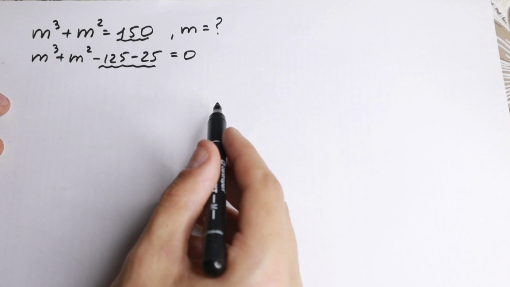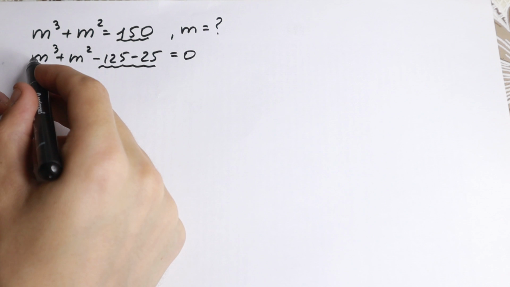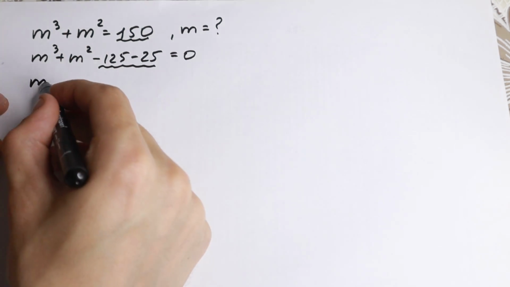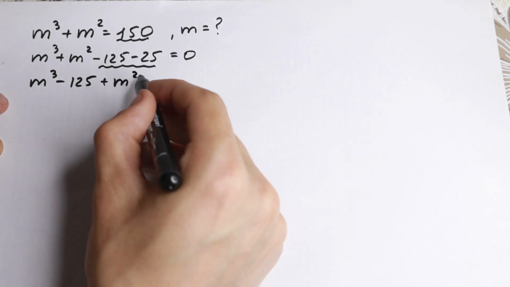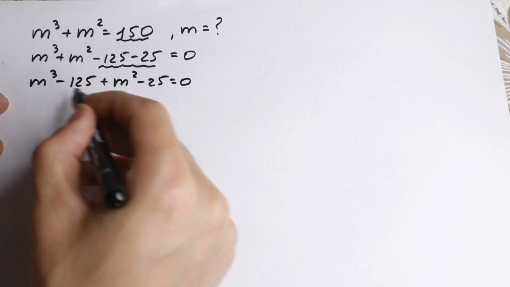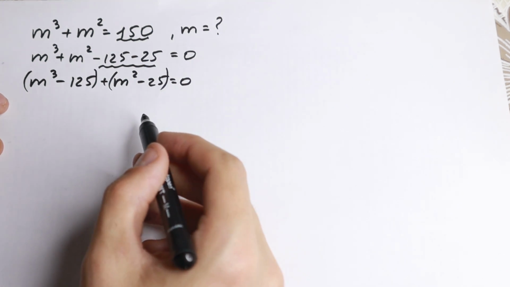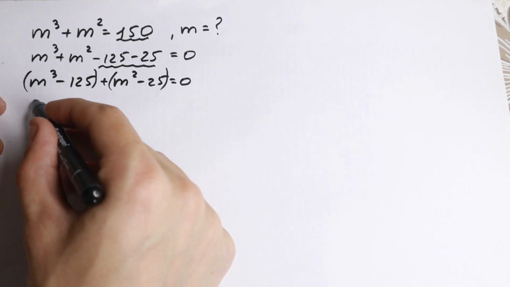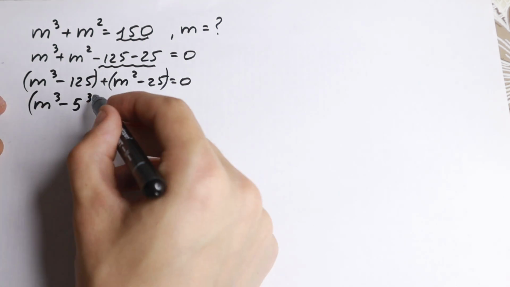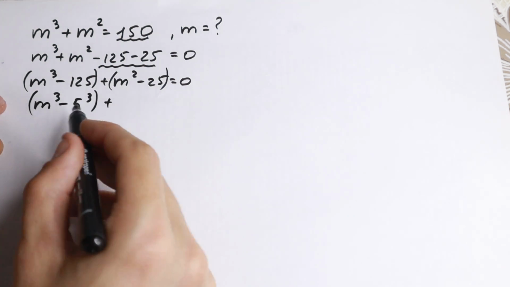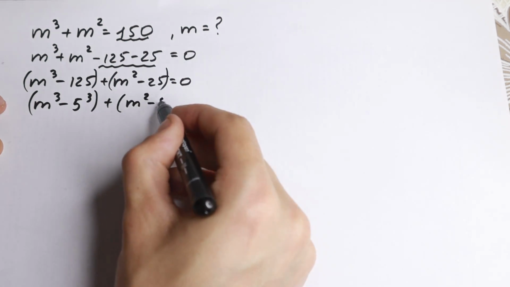But if we look closely at this 125 and 25, we can easily group these elements. So m cubed, let's group with this minus 125, and this m squared, let's group with this 25. A lot of students ask me why I group this, because nothing changed. And I answer them: if we look closely at this 125, we can write it as 5 cubed. And then a lot of students understand why, because we have a difference of cubes. And here, m squared minus 25, we can write as m squared minus 5 squared.